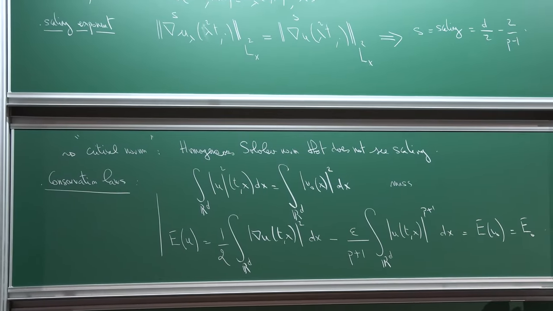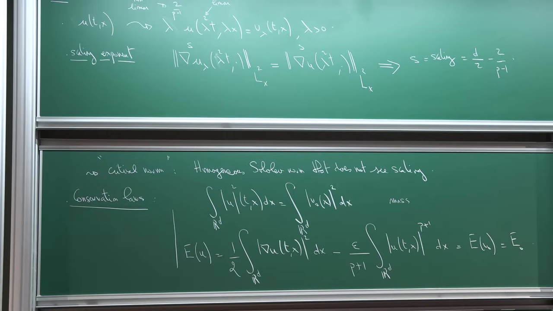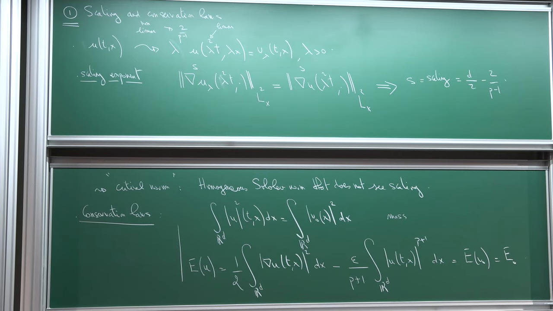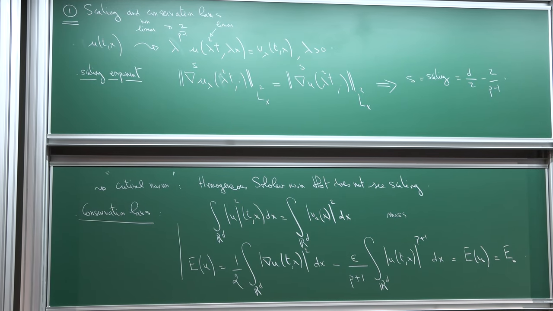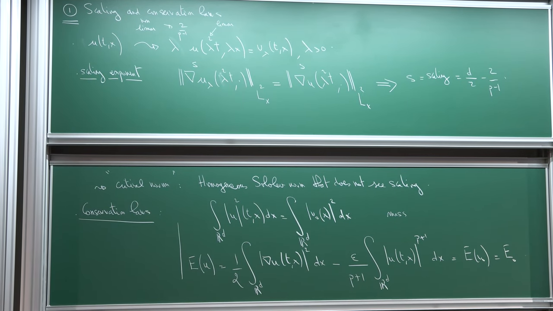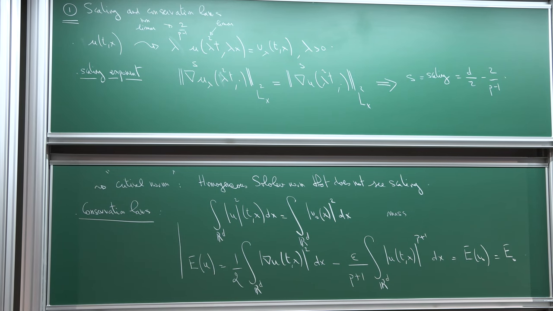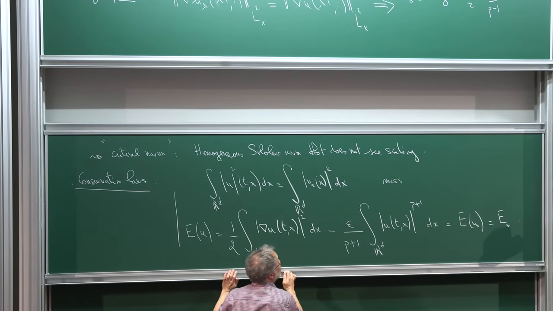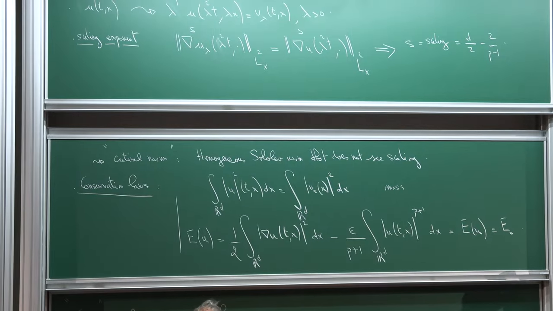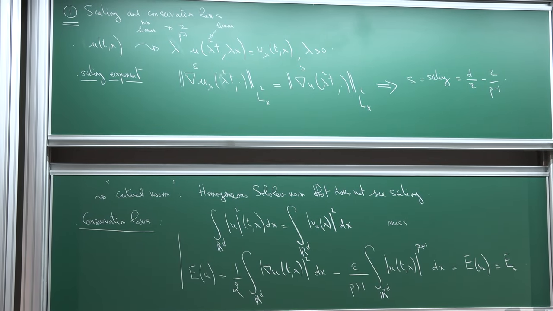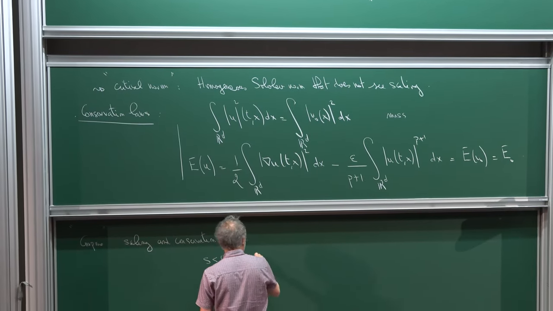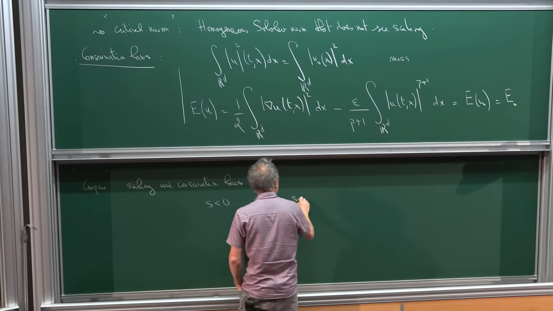So with this in hand, you can compare scaling and conservation laws. And roughly, of course, this has to do with the fact that these are special cases of Sobolev norm. This is the case s equals 0. This is the case s equals 1. So if you call s_c the critical exponent, you have a different world. So if s_c is negative, that is, if p is not too large, this is the mass subcritical world. This is mass subcritical.